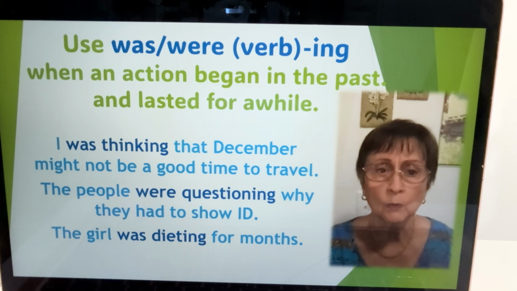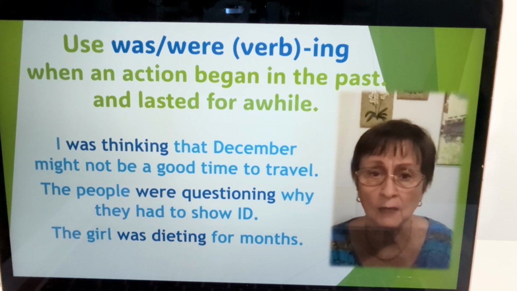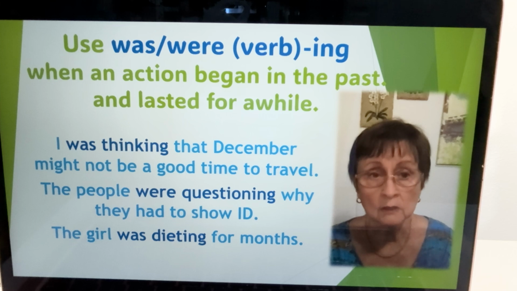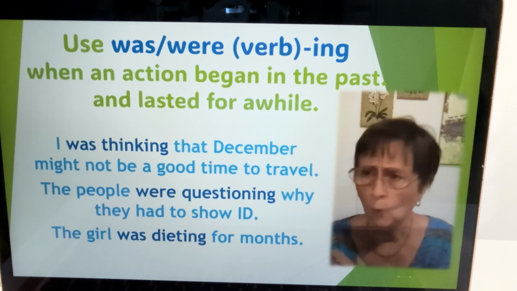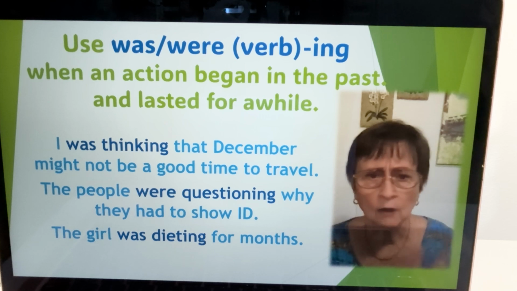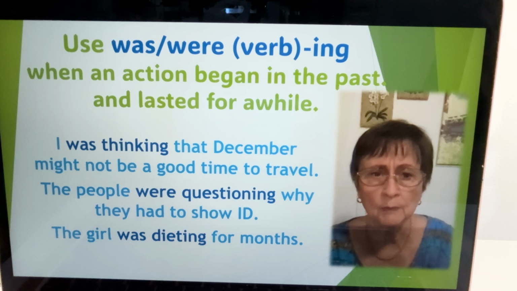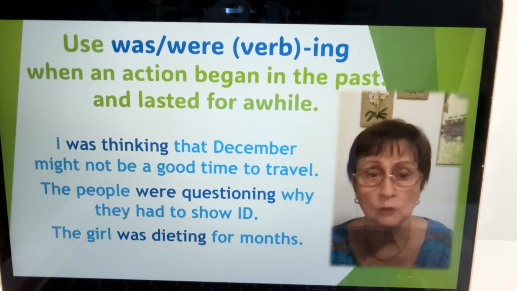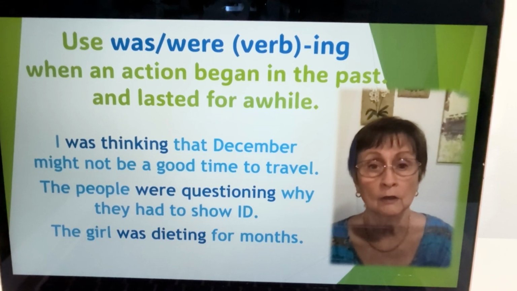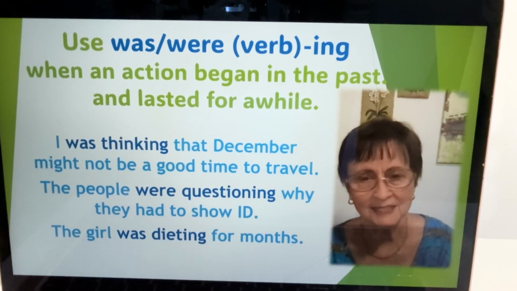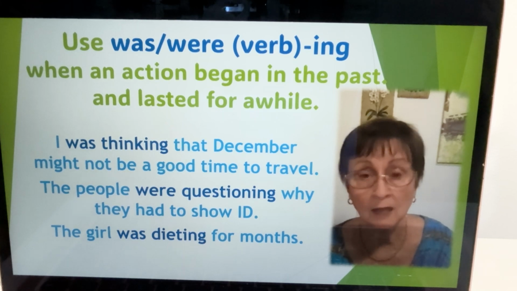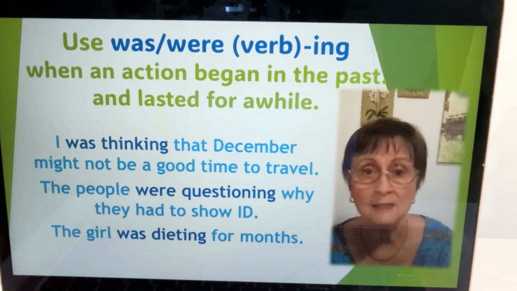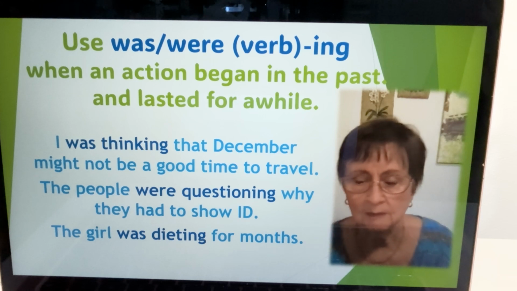Or the people were questioning why they had to show ID. It wasn't one time they questioned. Maybe it was many people, and each person came by and said, why do I have to show ID? Why do I need an ID? Why? They're all questioning over a period of time. The people were questioning why they had to show an ID. The girl was dieting for months. It was over a long period of time. Could I say the girl dieted for months? I could. But if I want to emphasize how long it took, I would say was dieting for months.